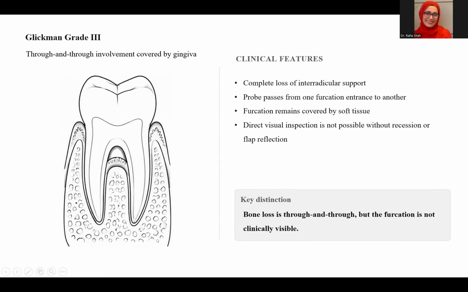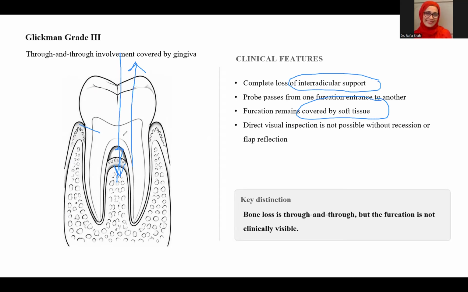When we come to grade 3, that is called through and through. It means when we put the probe in, the probe crosses the whole length of the interradicular bone and comes out on the other side. If we place it from the buccal side, it comes out from the lingual side. If we enter it from the lingual side, it comes out from the buccal side. So there is complete loss of interradicular bone, but the soft tissue is still intact. There is no loss of the soft tissue.